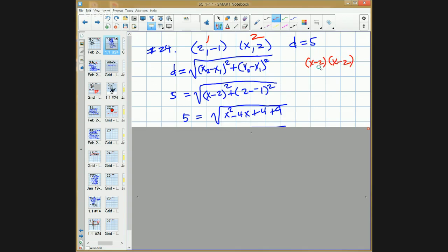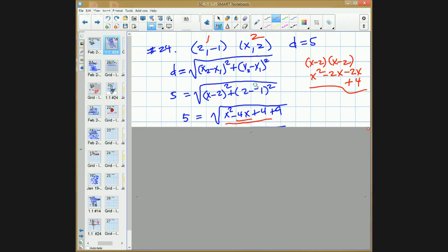Right? X times x is x squared. X times -2 is -2x. -2 times x is -2x. And -2 times -2 is +4. So when you combine the -2x and the -2x, you get the -4x. So you see where I got this part? X squared minus 4x plus 4 is what I got right over here.